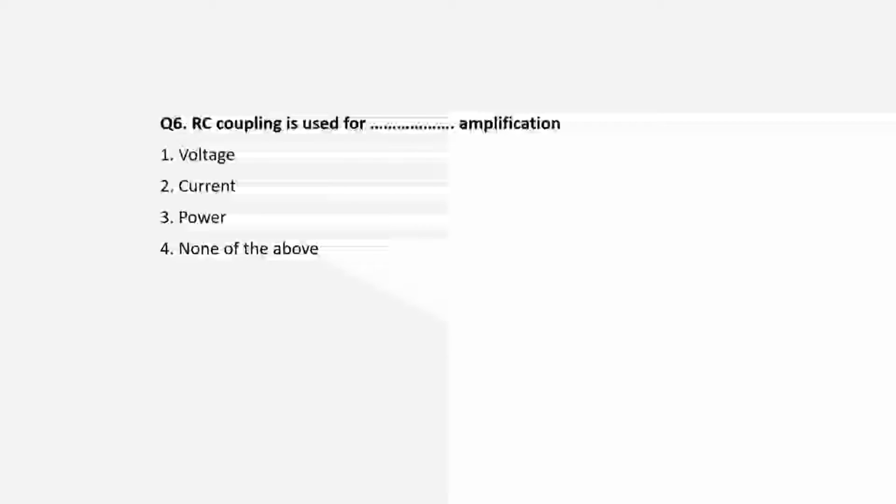Now in this question, the RC coupling is used for which amplification? There are different amplification types, such as voltage, current, power. Naturally, RC coupling is used for voltage amplification only.